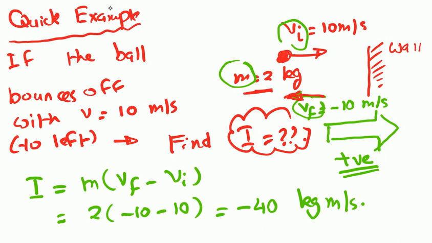Someone may ask me, Mr., from where can I get I? From the first formula, which says I equals m times final velocity minus initial velocity, or from the second formula. The first one is the impulse momentum theorem. The second one is F times delta T. The answer is: let the problem lead you.